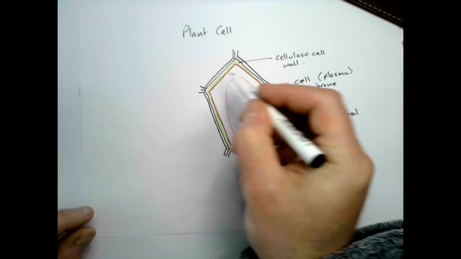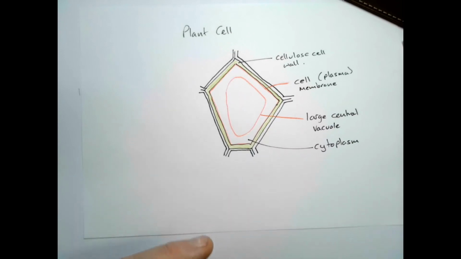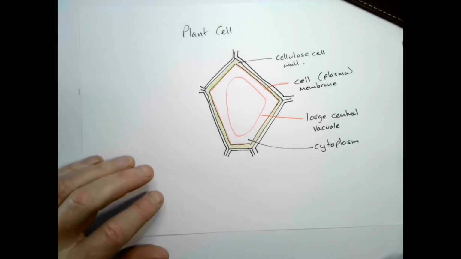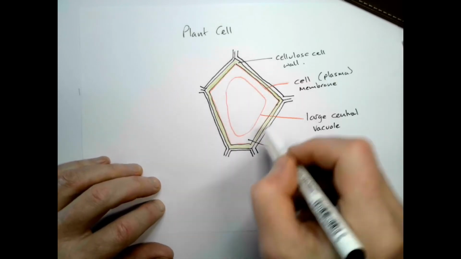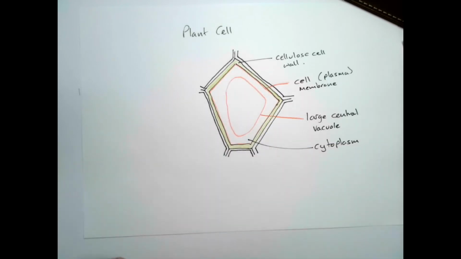Cytoplasm is the kind of thicker, watery solution inside the cell where all the cell's chemical reactions take place. So that whole area in there is full of a kind of thicker, more sugary, maybe slightly more salty solution that chemical reactions take place in. Okay.